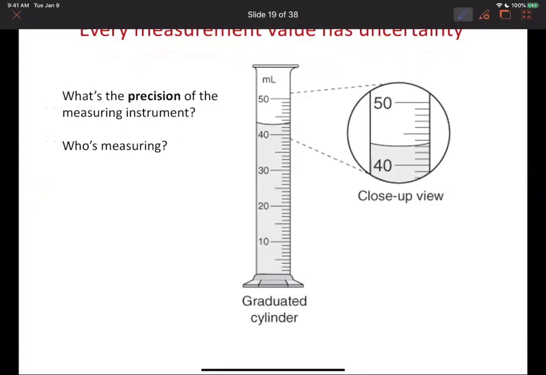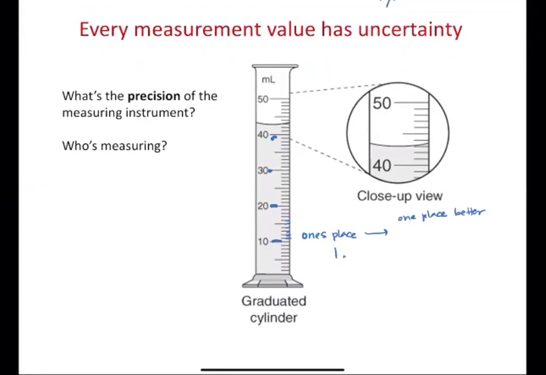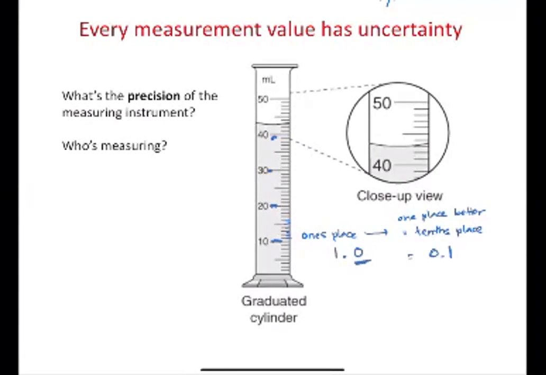So you have the number values, the marks on this graduated cylinder. You've got 10, 20, 30, 40, and these small marks in between: 10, 11, 12, 13, 14, 15, 16, and continuing on up. These small marks represent the ones place: 11, 12, and 21, 22, and so on. So one place better is going to be the ones place with a decimal added, and this represents that 0, the tenths place. That's the first place on the other side of the decimal. This would be equal to 0.1 of a milliliter. So the precision is represented by this 0.1 milliliters.